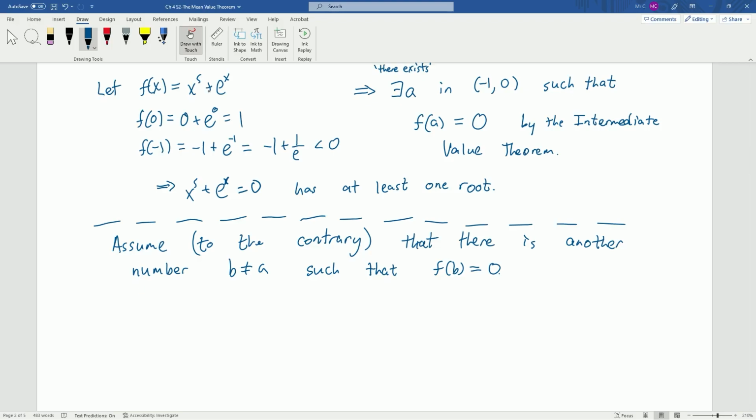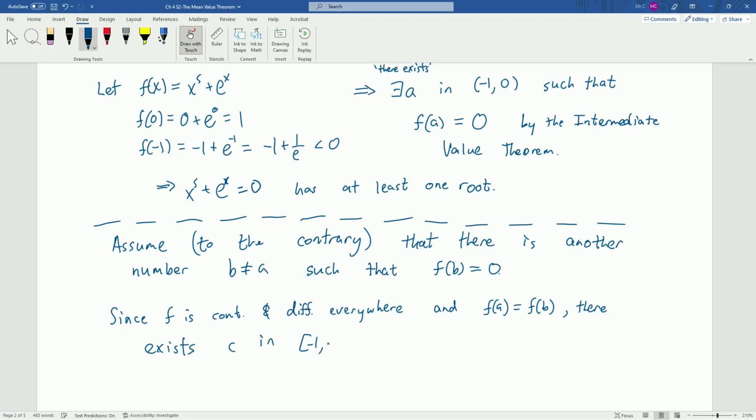So this function, x to the 5th plus e to the x, is continuous and differentiable everywhere. So since f is continuous and differentiable everywhere, and f of a equals f of b, then there exists a c in the interval from -1 to 1. Now, technically c has to be between a and b, but I said -1 to 1, that should be -1 to 0. Technically, this is actually stronger.